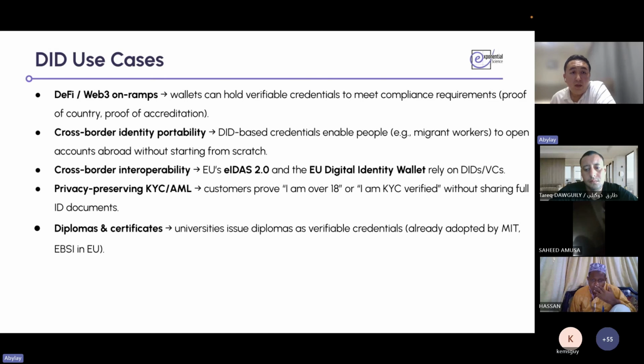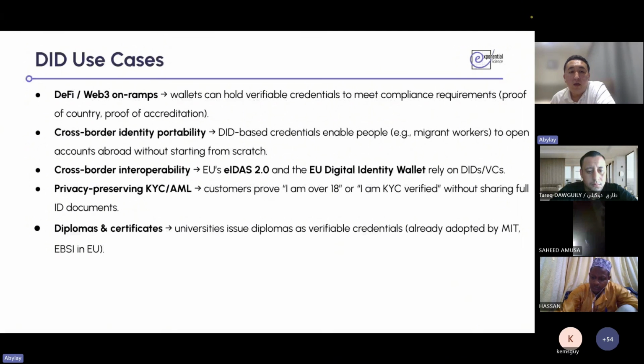The second thing I see is cross-border identity portability, because anyone can create these decentralized identifiers, as I just showed you. So migrant workers, refugees, and people who don't have passports or access to traditional identity management could create DIDs. We can build some systems which allow them to create DID-based credentials and use them for some specific use cases, maybe.